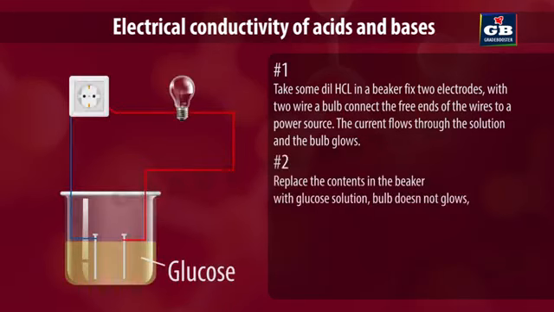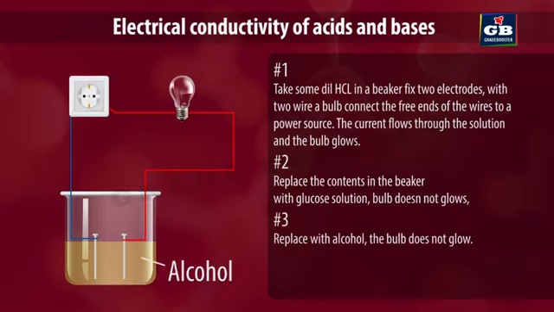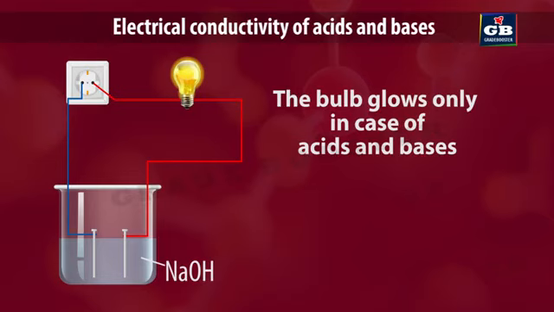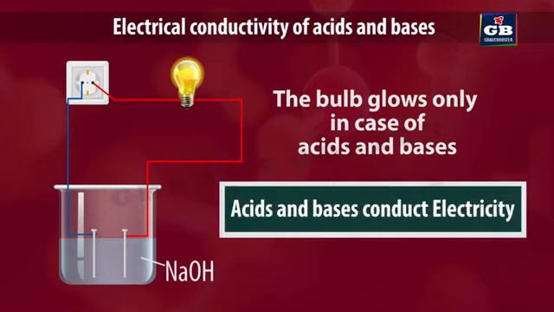Now replace the contents in the beaker with glucose solution. Earlier we had taken HCl, so in place of that we are taking glucose. Now the bulb does not glow. Again replace the glucose with alcohol. Even with alcohol, the bulb does not glow. Now again replace this alcohol with sodium hydroxide. Now the bulb glows. In this experiment, the bulb glows with HCl and sodium hydroxide and it does not glow with glucose and alcohol. This shows that acids and bases conduct electricity.